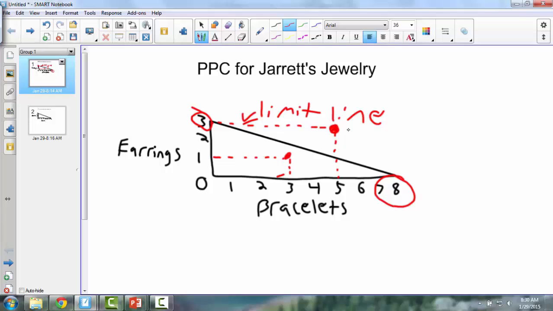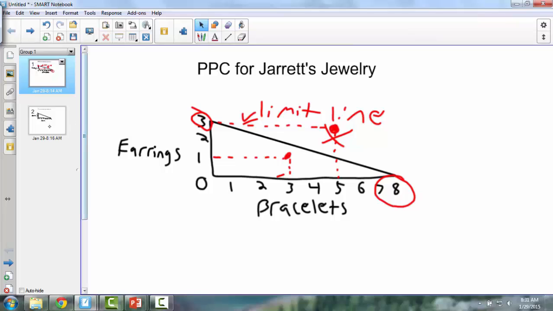We are subject to scarcity to meet this demand right here, to meet this production right here. We cannot do it. It is impossible. The only way we could do that is if we were to increase our resources, if we were to increase the factors of production, if we were to buy more land, hire more workers, buy more capital, maybe then we can meet that production. But with our current amount of land, labor, and capital, we cannot meet that production right there. All right, very good.